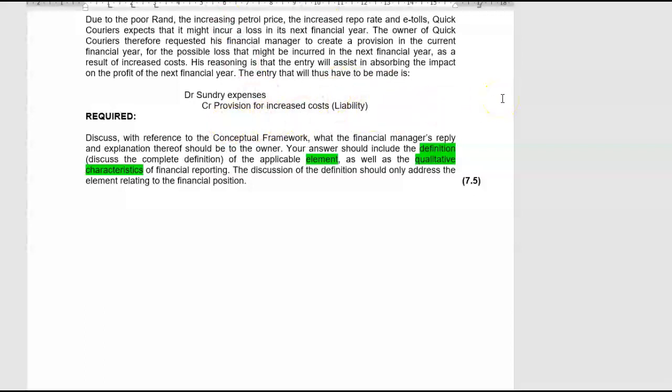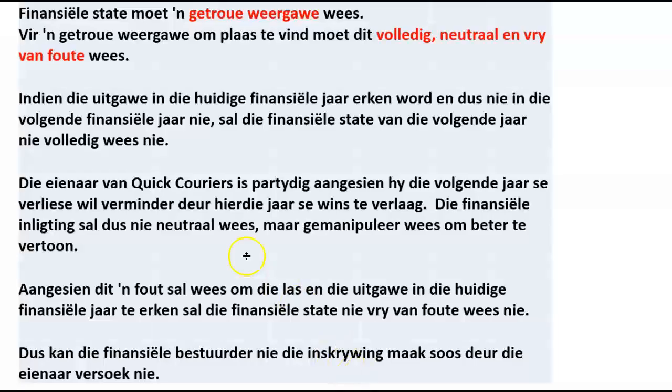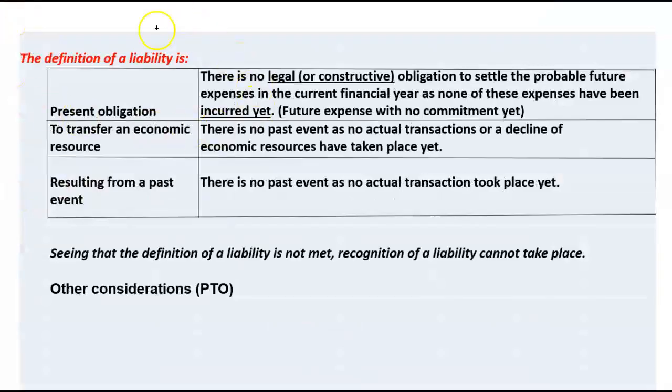So where are we going to start with our discussion? We are going to start with what is the definition of a liability. Now, if you look at the definition of a liability, then we say that it's a present obligation to transfer an economic resource resulting from a past event. Now, let's look at it one by one. A present obligation, we said, must be a future expense. We don't have any choices. We have to commit paying that expense.